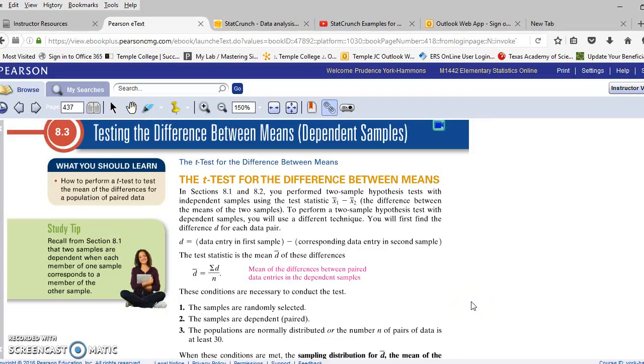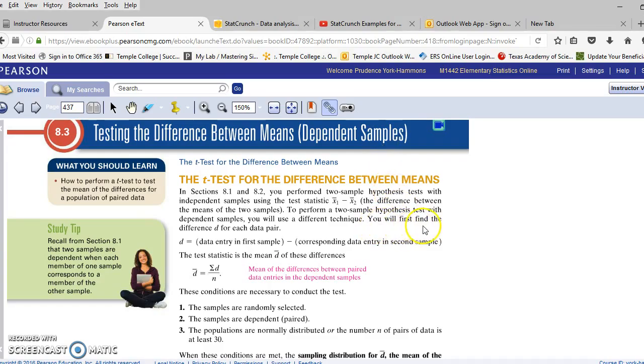York-Hammons. We're looking at information from Chapter 8, Section 3, testing the difference between means. But this time we're looking at dependent samples. Now remember, in 8.1 and 8.2, you did two-sample hypothesis testing with independent samples using the test statistic, the mean of sample 1 minus the mean of sample 2. That's just the differences between the means of the two samples. However, with means of dependent samples, we're going to have to use a different method.